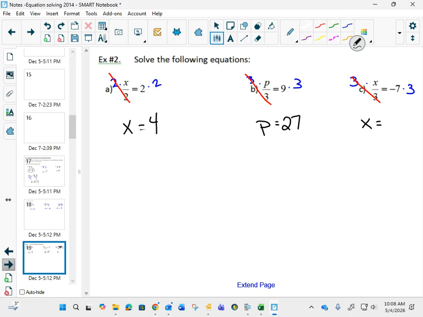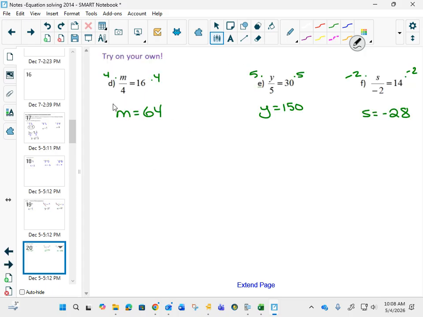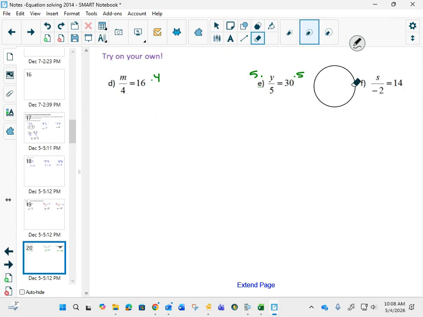Go to your calculator. Negative 7 times 3. A negative times a positive is a negative. And it's going to be 21. Okay, 3 for you to try on your own. These 3. Oh, I'm going to quickly erase them. And I'll put up the answers in a second. Let's see how you did.